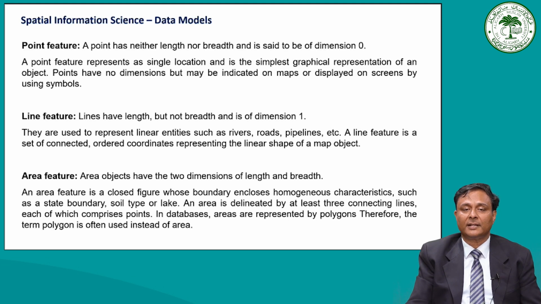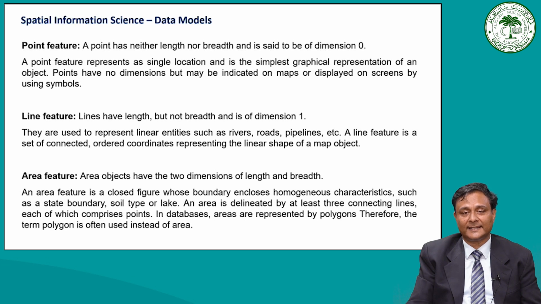Whereas an area feature represents area objects which have two dimensions, length as well as breadth. An area feature is a closed figure whose boundary encloses homogeneous characteristics, such as a state political boundary in any region, the soil type, or the example which we showed in the diagram, the lake.